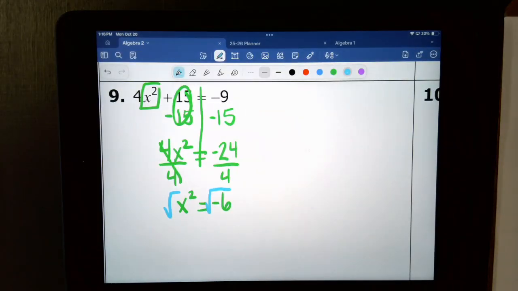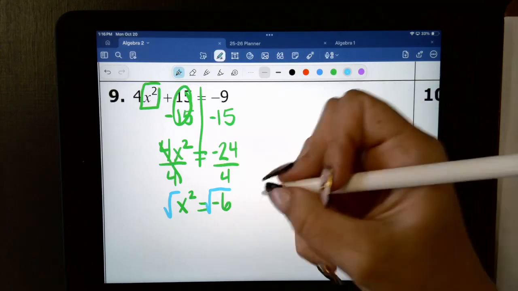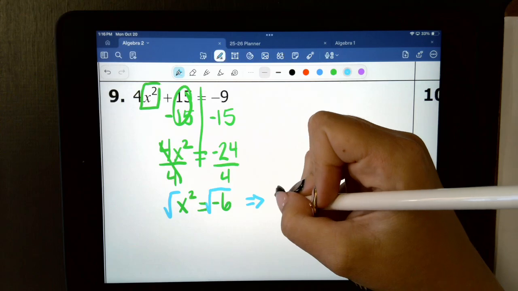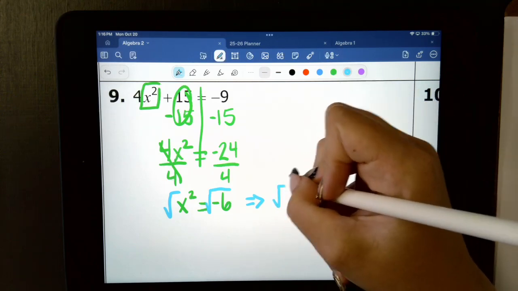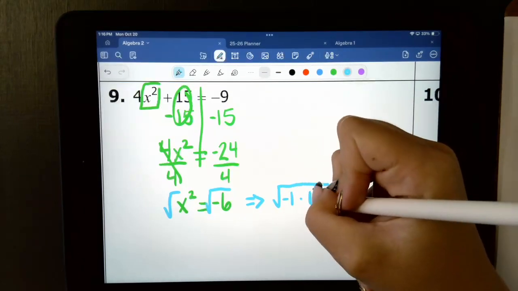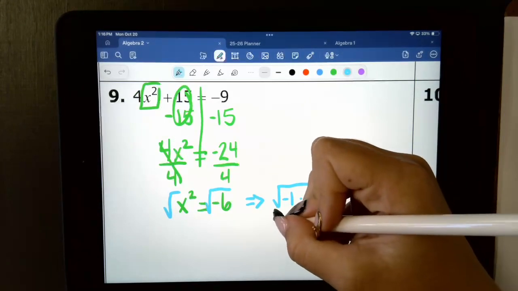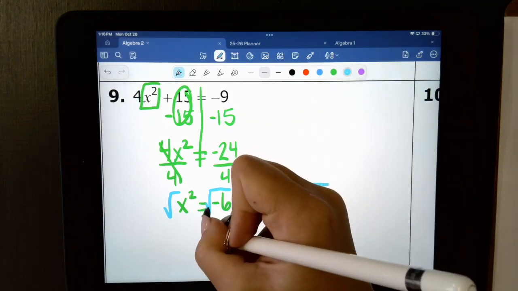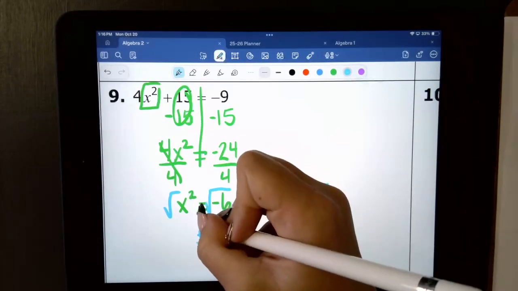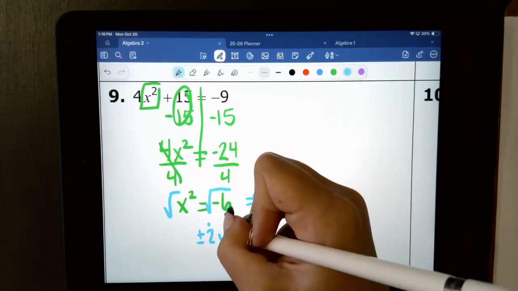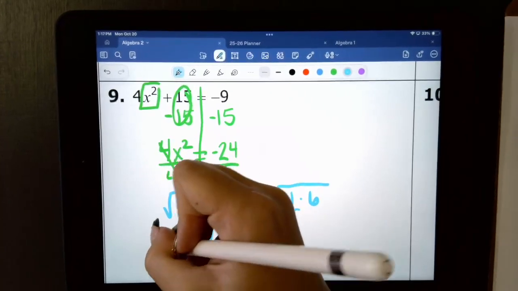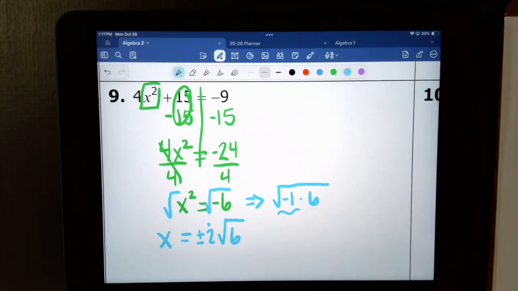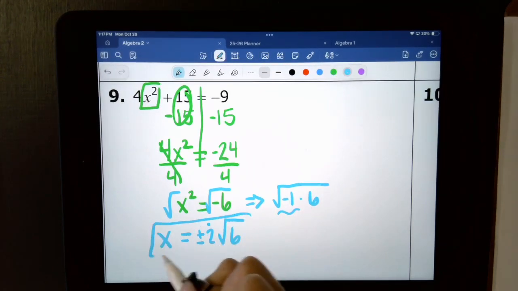Is 6 a perfect square? No. We still need to rewrite this though. Why? Because there's a negative, right? So we need to rewrite it as negative 1 and 6. So we know that the square root of negative 1 is going to give us i, and we need to put that plus and minus in front of it, and then we're left with the square root of 6 all equals x. Does that make sense? Yeah.